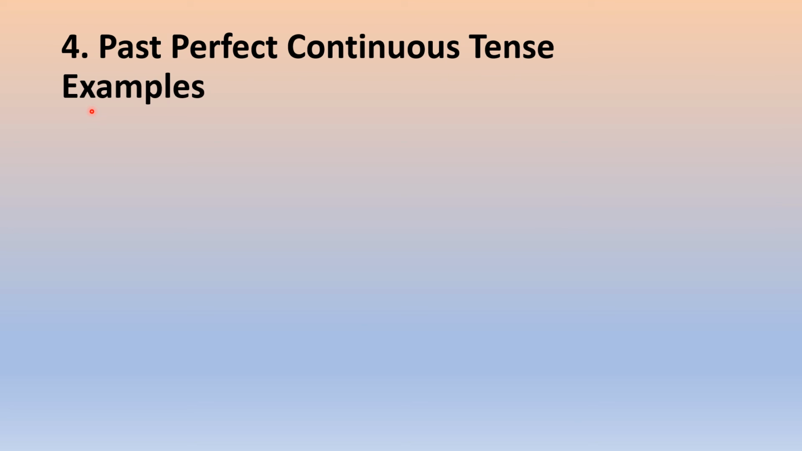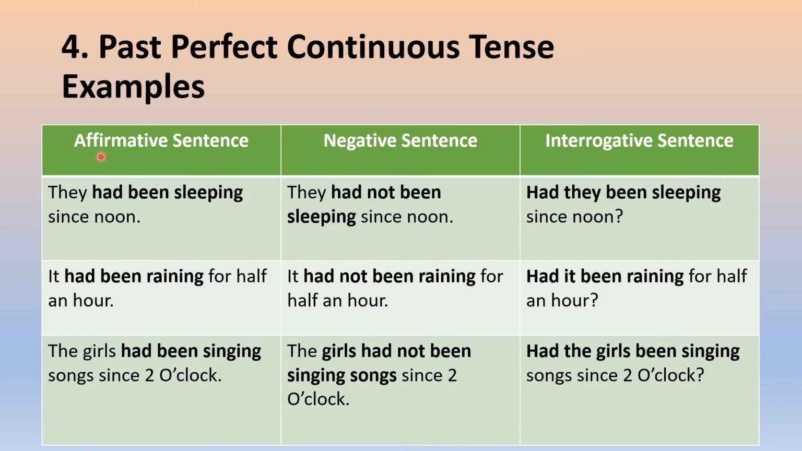Let's talk about a few examples of past perfect continuous tense. The first affirmative sentence is, they had been sleeping since noon. I have applied the formula and written this sentence. Here is its negative form. They had not been sleeping since noon. You can notice that not is written after had. And had they been sleeping since noon? We will separate had and been and write the subject in between them.